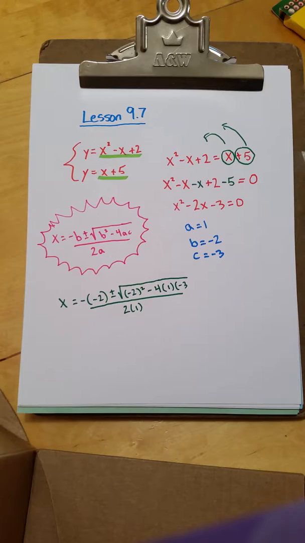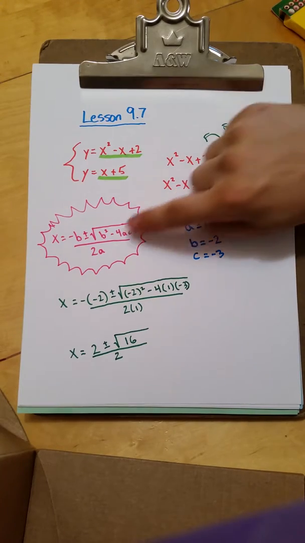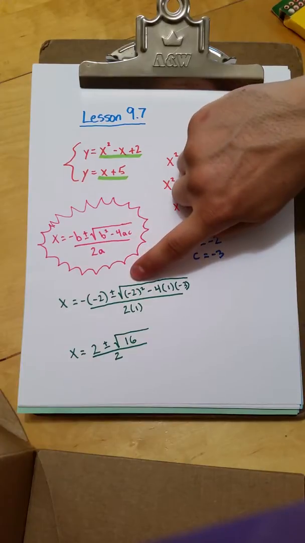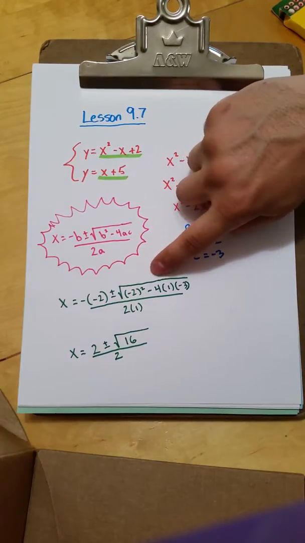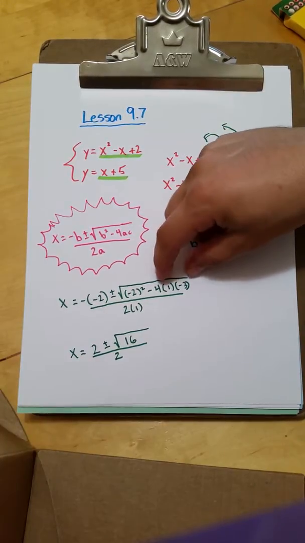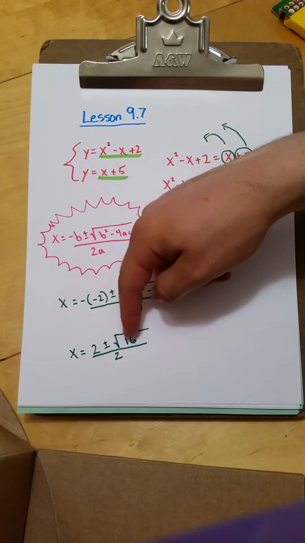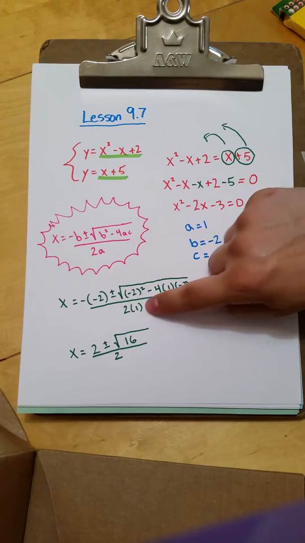If we do a little calculation, we see that a negative 2 is just positive 2. Negative 2 squared is 4. 4 times 1 times negative 3 is negative 12, and we're minusing a negative 12, which is adding 12. So it becomes 4 plus 12 is 16. 2 times 1 is 2.